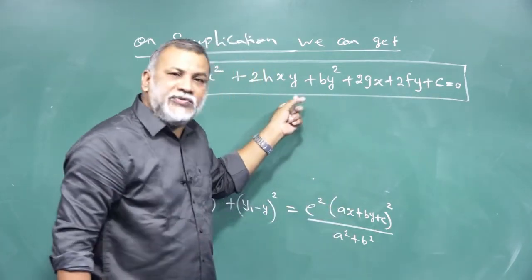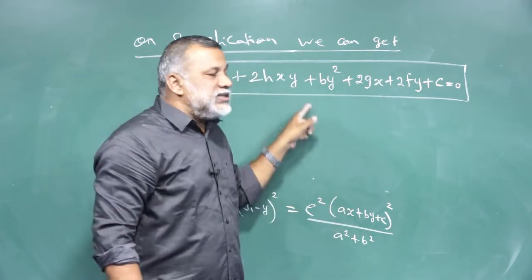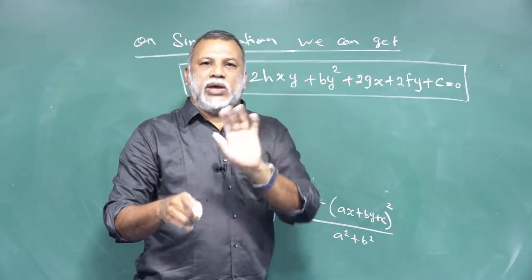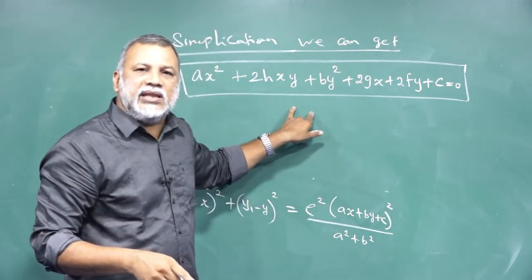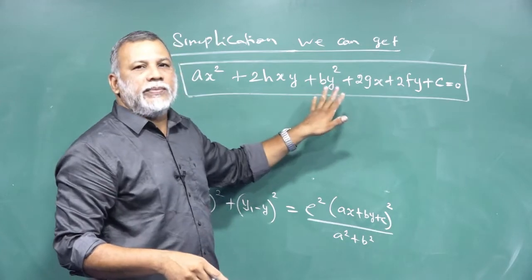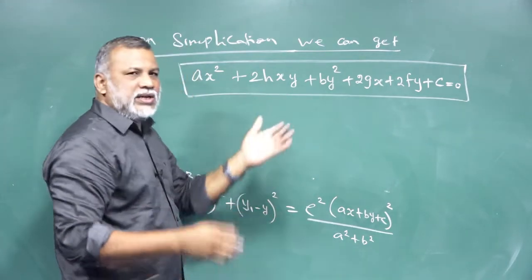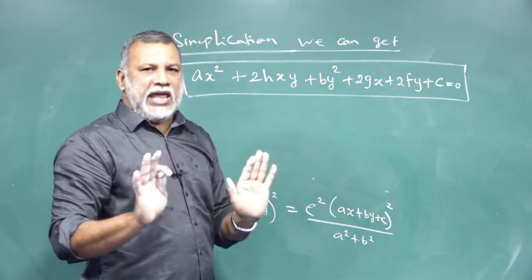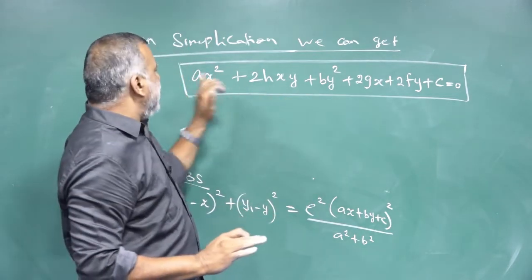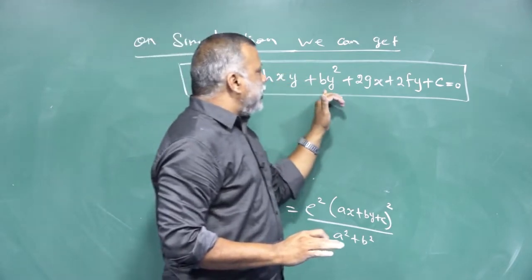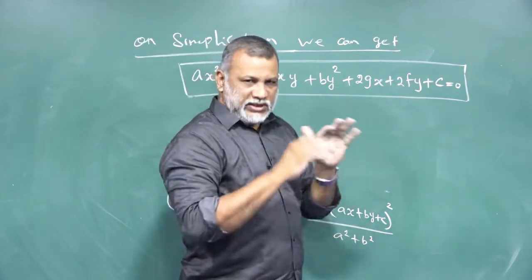What is the name of this equation? We already explained: this is the general second degree equation in x and y. In your book, instead of this equation, they are giving a new type of naming. This is the general formation: ax² + 2hxy + by² + 2gx + 2fy + c = 0.